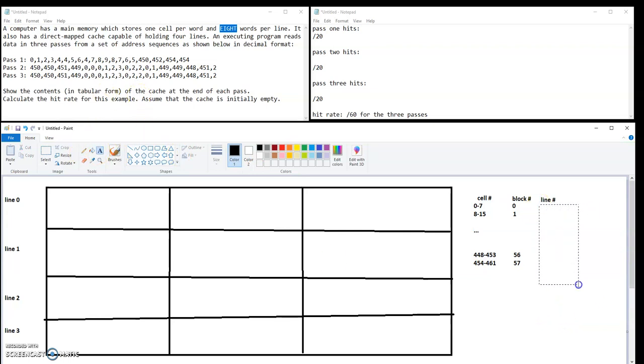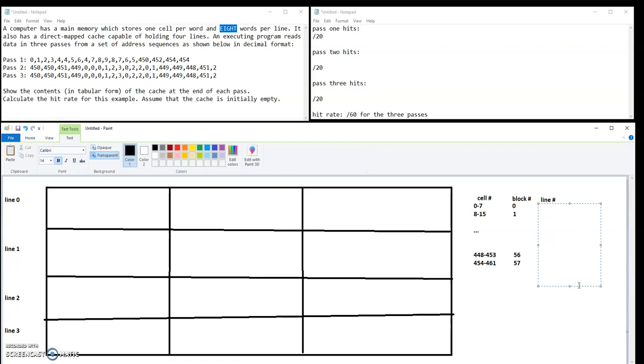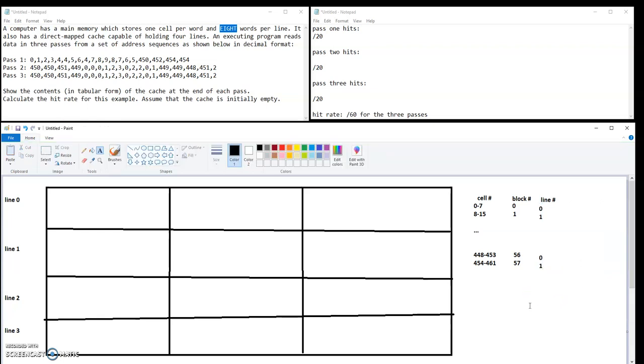If you look at the line numbers, again, blocks get mapped to line. 0, 1. Now 56, to find out what line it is in, we need to divide it by 4, and it goes to 0, and 57 goes to 1. This is the limitation of direct mapped cache. Half this cache, lines 2 and 3, are going to be left unused. But we have a lot of spatial locality going on here by grouping them in blocks of size 8.